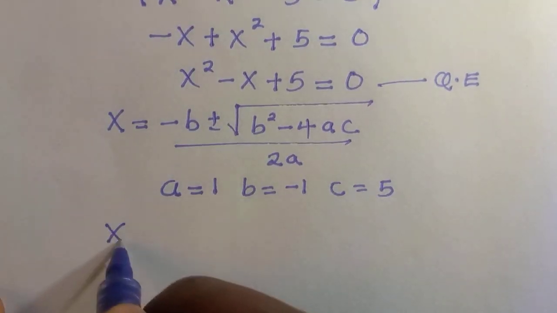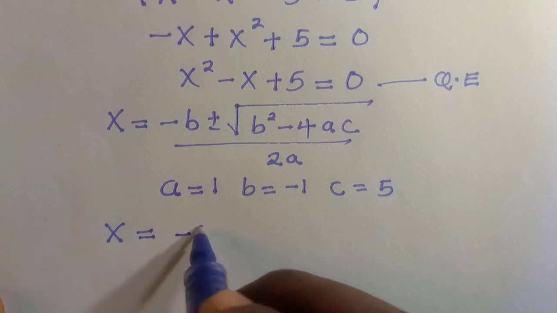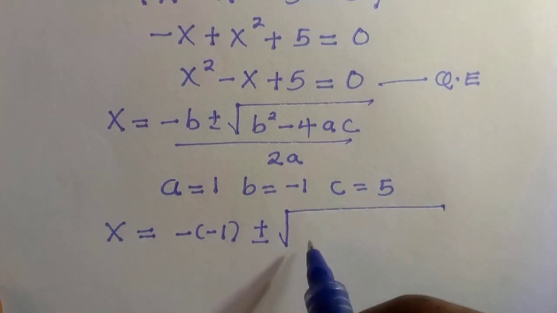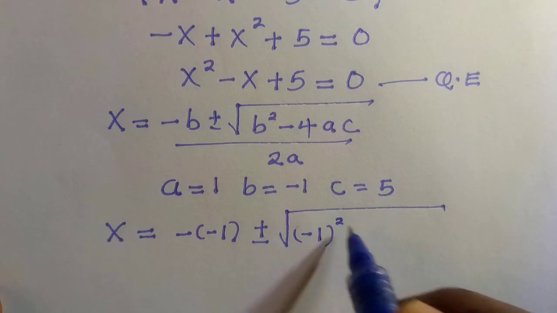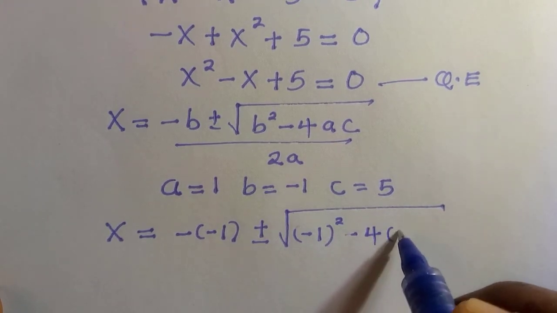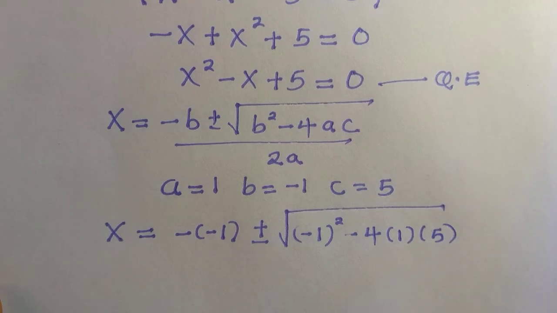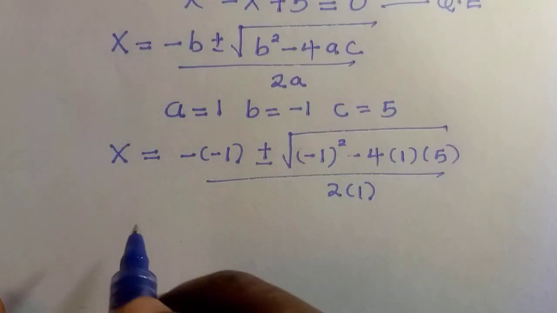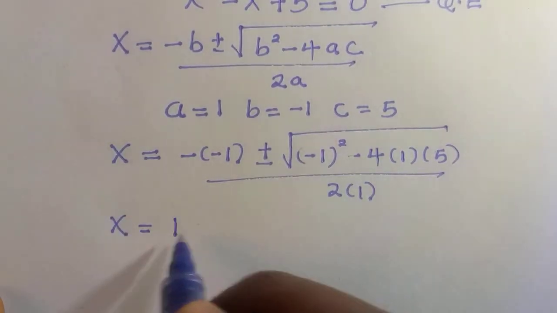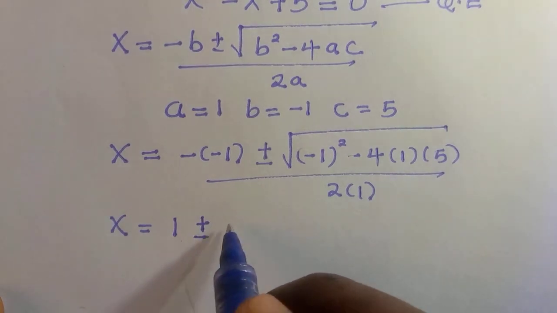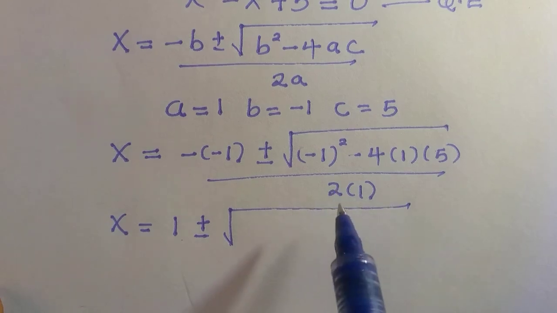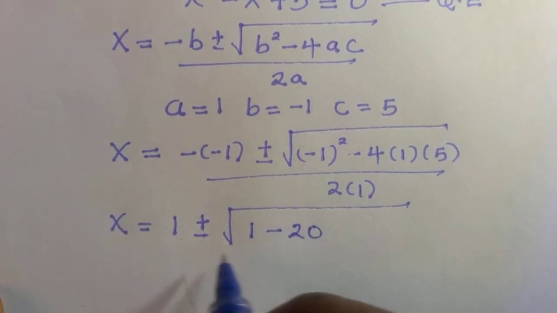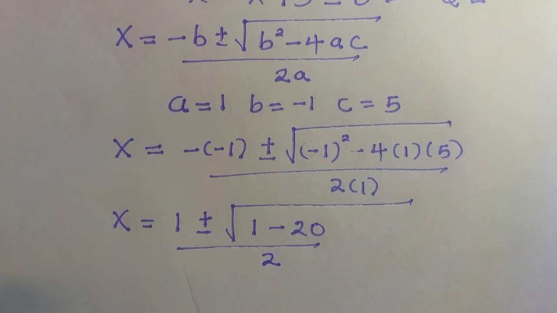Then we start substituting all these values into the quadratic formula, and we have x equals minus of minus 1, plus or minus square root of minus 1 all squared minus 4 bracket 1 bracket 5, divided by 2 into bracket of 1. After the substitution, we expand, and we have 1 plus or minus the square root of minus 1 squared, which is minus 1 multiplied by minus 1, which is 1. Then we have this minus 20, divided by 2.